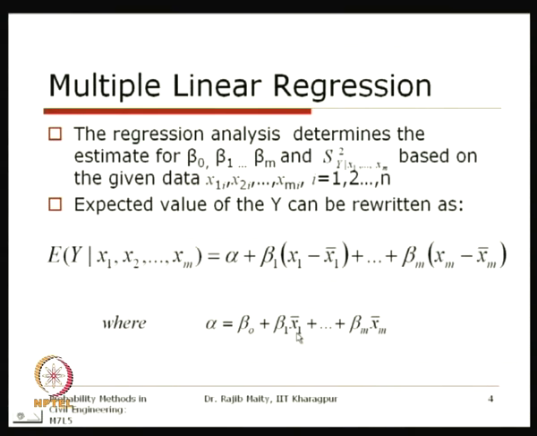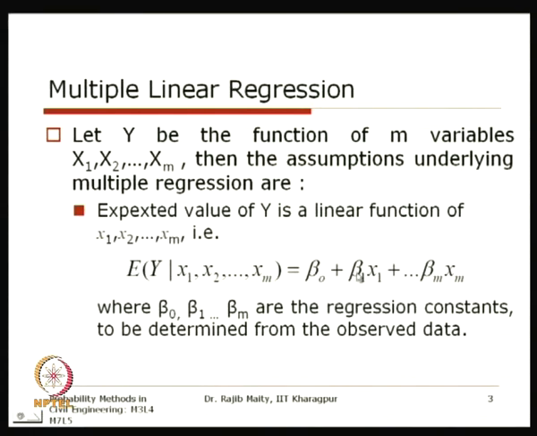So, once we know this data, basically x 1 bar, x 2 bar, x m bar are known, and once we get the estimate of beta 1, beta 2, beta 3 up to beta m and alpha, with the help of that we can estimate beta naught. So, in this expression what we can target is that we will first estimate these parameters alpha, beta 1, beta 2, beta 3, beta m, and with the help of this we will get beta naught, and we will get the final form of this regression equation like this.